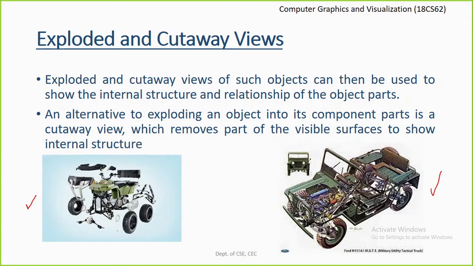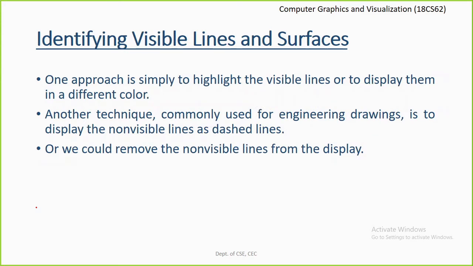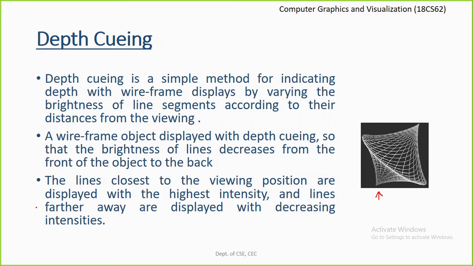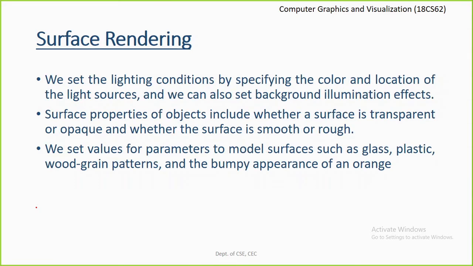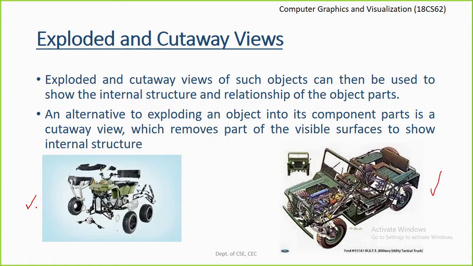So this is called a cutaway view, and the first view on the left we call an exploded view. Both these views can be used to show the internal structure of a given 3D object and the relationship between its different parts. These are some of the techniques we can use for drawing or viewing a 3D object. We can use depth cueing. We can use dashed lines or highlight the lines which are clearly visible to the user. We can use surface rendering, as well as exploded and cutaway views. These are some of the concepts we need to understand before we try to view a given 3D object.